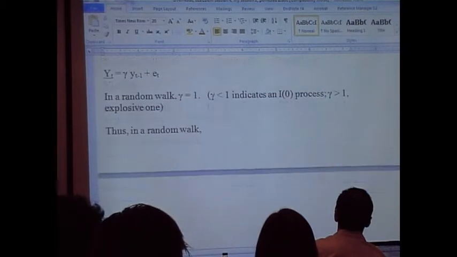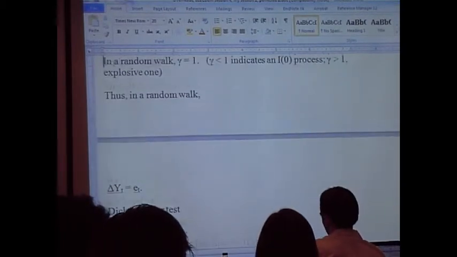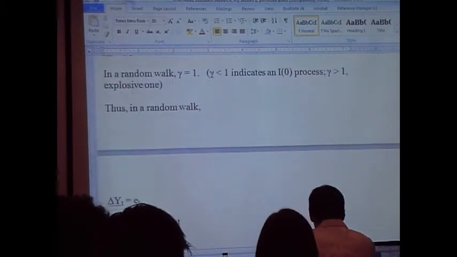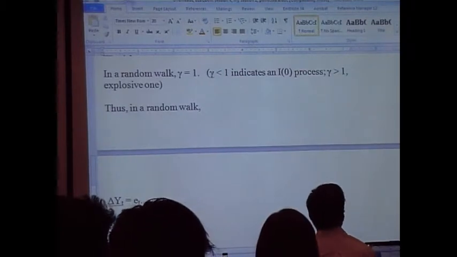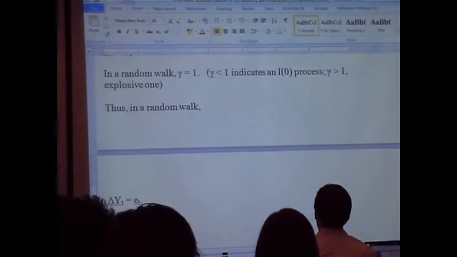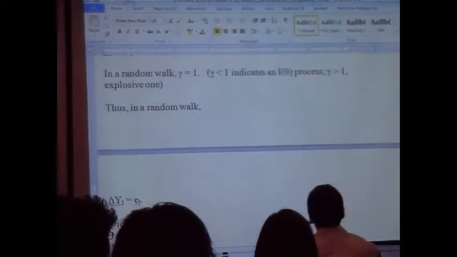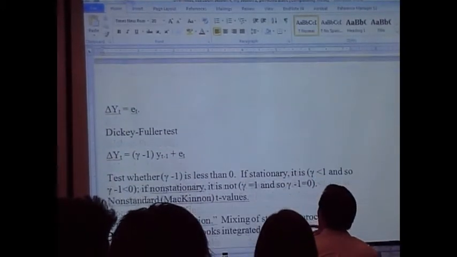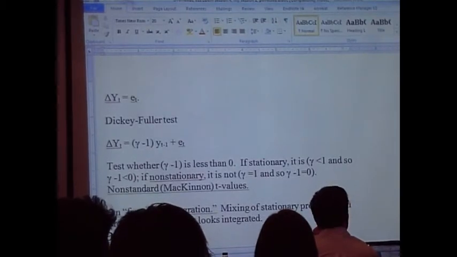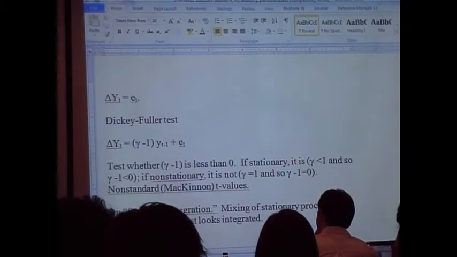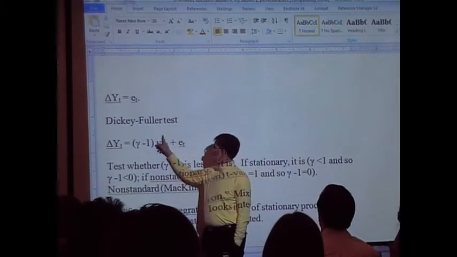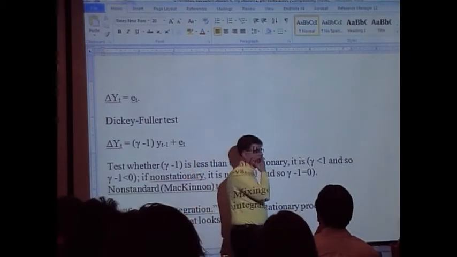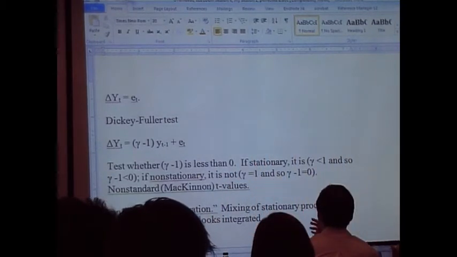So in a random walk, if y at t is y at t minus 1 plus e at t, well then the difference in y at t equals e at t. So today minus yesterday is just the new shock. The only difference between today and yesterday is the new shock. Which led some really clever economists, econometricians, to say, well, we could come up with this Dickey-Fuller test. Come up with this test where we could say, well, what is the relationship between the difference in y and the lag level of y? If the series is actually integrated, what will be the relationship there?